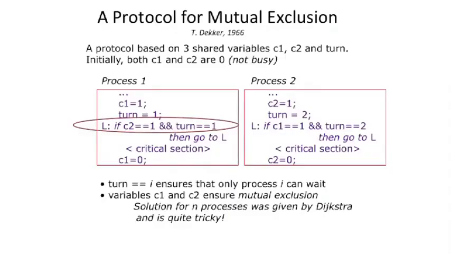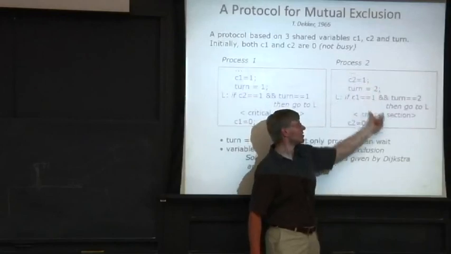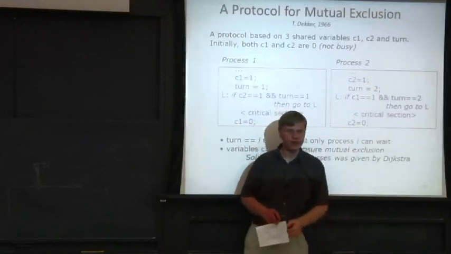The other thread is going to see turn equal to 2, and C2 is set. But we have a logical AND here, so both of these are not going to be true. So it's going to fall through and execute its critical section at this point. At the end, C1 is going to get cleared. And what happens here is that's going to allow this other process to enter into its critical section.